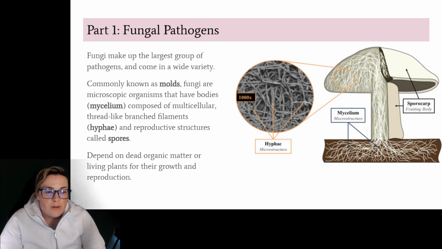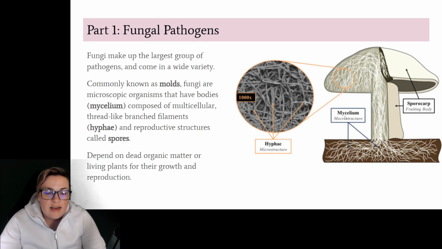Fungi make up the largest group of pathogens, and they also come in a very wide variety, right? Fungi are also commonly known as molds. They are microscopic organisms that have bodies, known as mycelium, composed of multicellular, thread-like branched filaments called hyphae, and reproductive structures called spores. So this is just kind of a very simplified picture just for you to keep in mind, because there's a lot of very science words. If you don't come from like a biology background, it might be really confusing. So we have like the overall body of the fungus or the fungi.